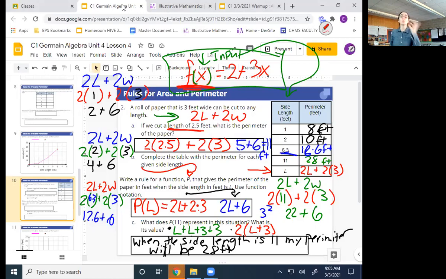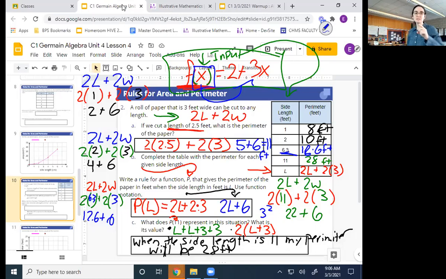No, it's saying when this function's input is 11, what is your output going to be? Because what's in the parentheses always represents this input value. So you're going to take that number and plug it into the equation for your variable, your P of S, right? And you're going to plug 11 in for S, and you're going to solve it to figure out what the perimeter is going to be.